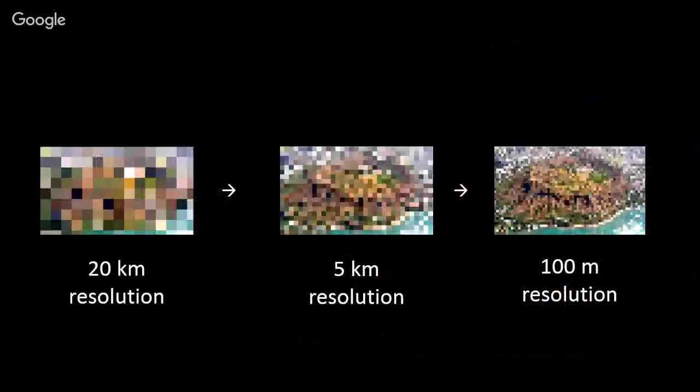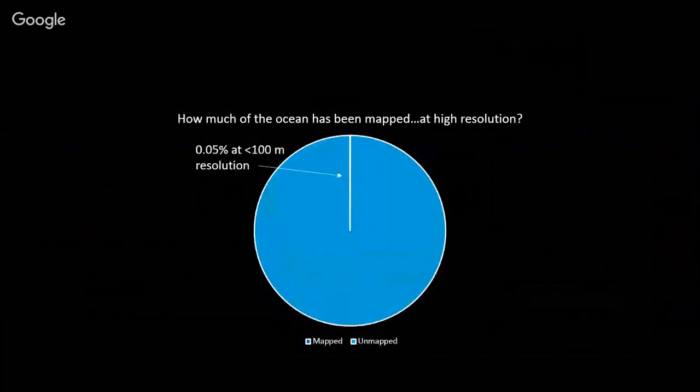So we've progressed from 20-kilometer resolution to 5-kilometer, all the way down to 100-meter. 100-meter is pretty good, and it's getting better. But what about really, really high resolution? Less than 100-meter, meaning maybe 5-meter, maybe 1-meter resolution. Right now, we have less than 1% of the seafloor mapped at less than 100-meter resolution.